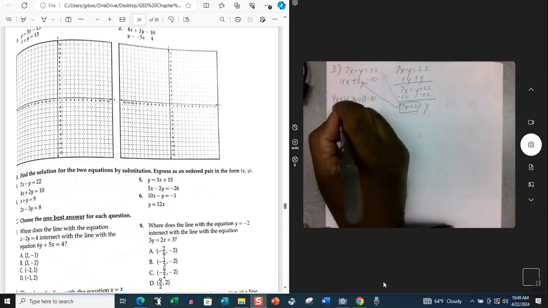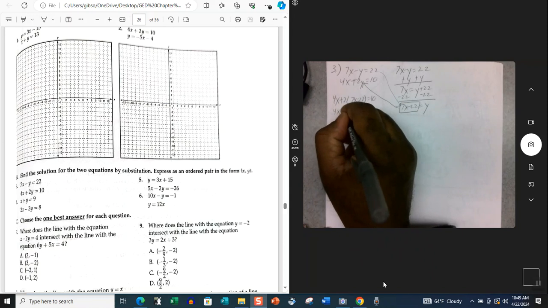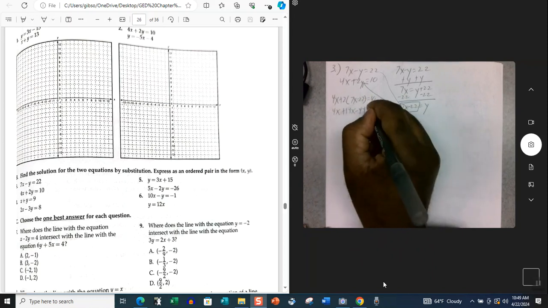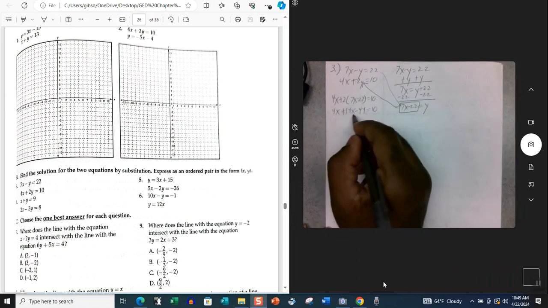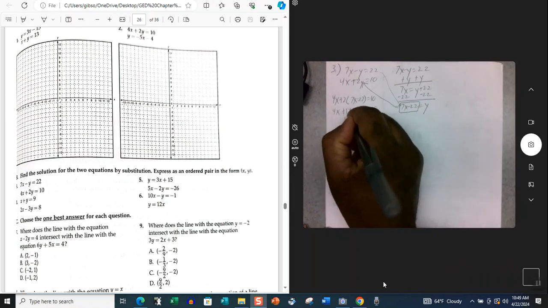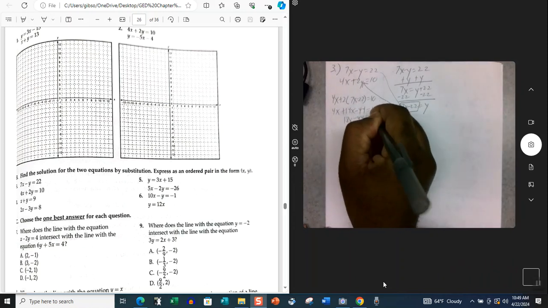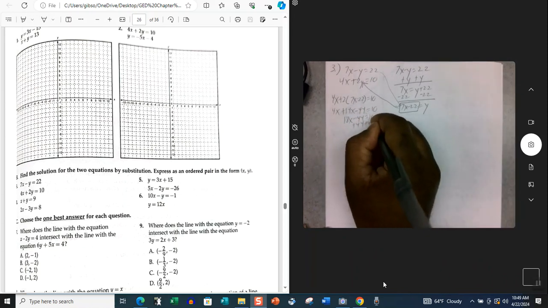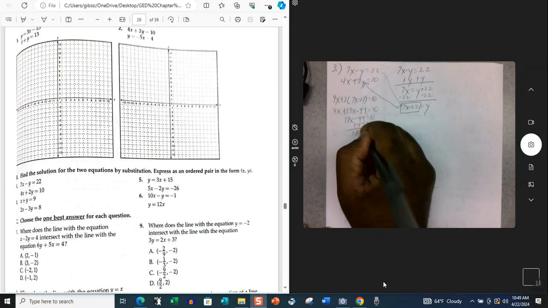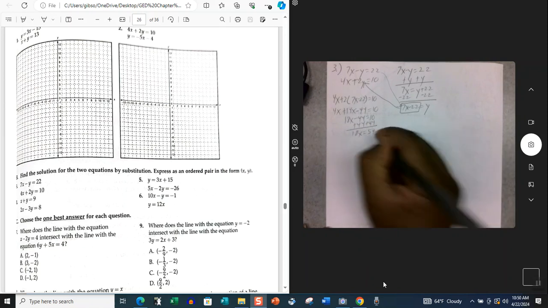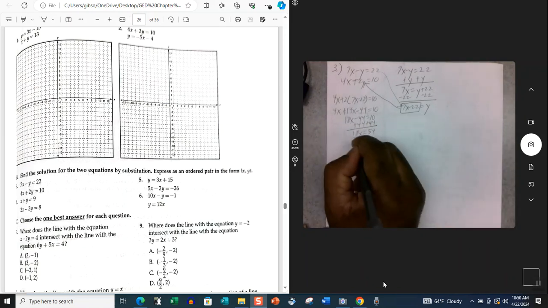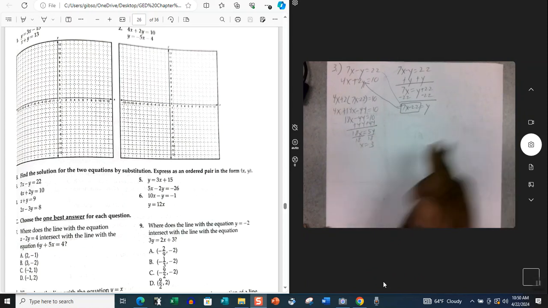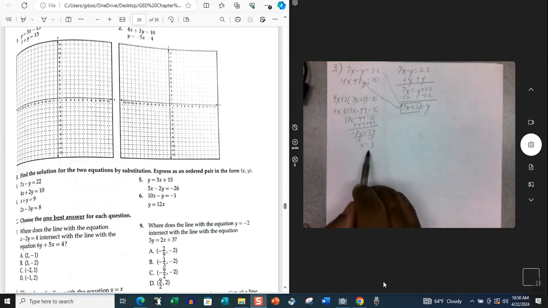So we have 4x, 2 times 7x is 14x. 2 times a negative 22 is a negative 44, equals 10. 4x plus 14x is 18x, minus 44 equals 10. We add 44 on both sides, and 18x is equal to 54. We divide each side by 18, and x is 3. Now we have x is 3.